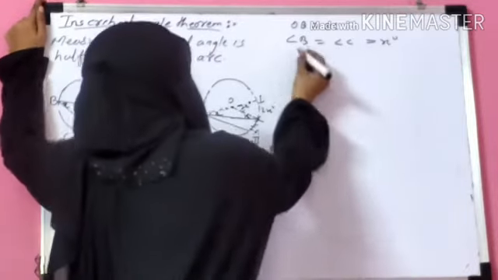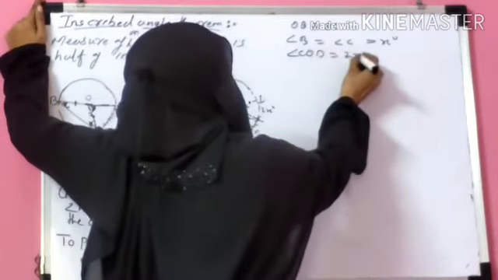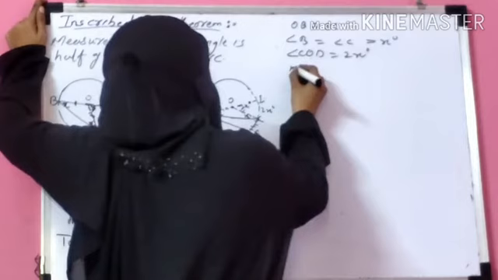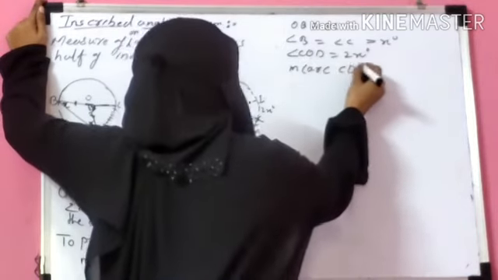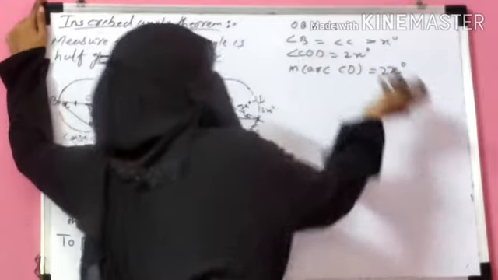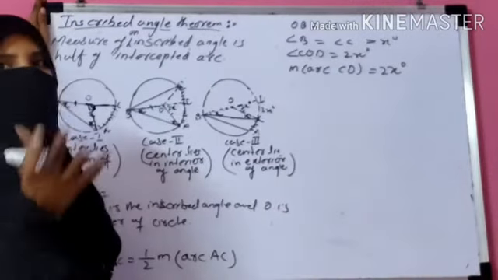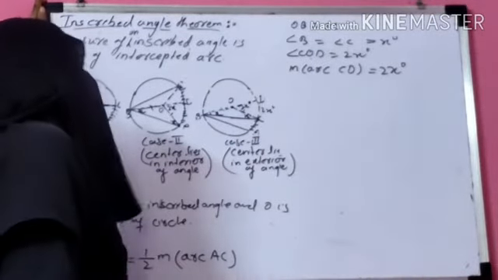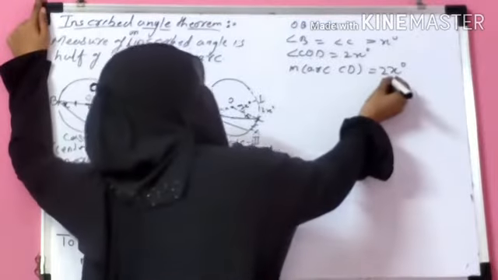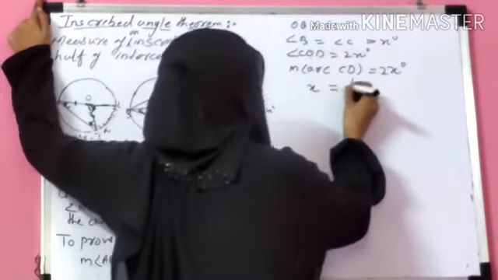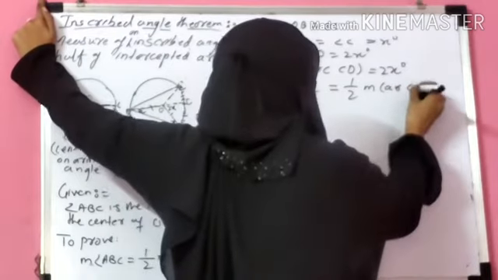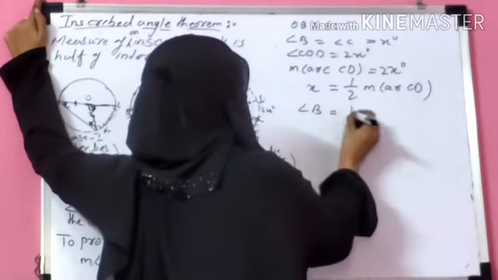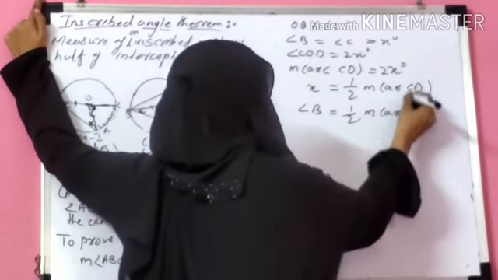So your COD, that is exterior angle, is x plus x, 2x degrees. Exterior angle is sum of its remote interior angles. So measure of arc CD is also 2x degrees, as measure of central angle is equal to measure of arc. Got it? So this is also 2x degrees. Now 2 here in multiply goes divide. So x is equal to half of measure of arc CD. In place of x you can write angle B. So angle B is equal to half of measure of arc CD.